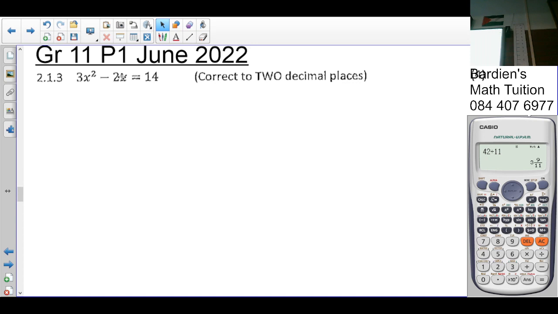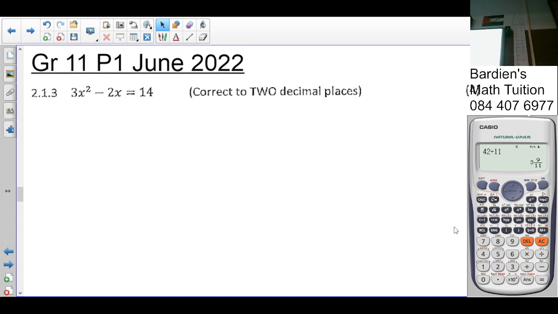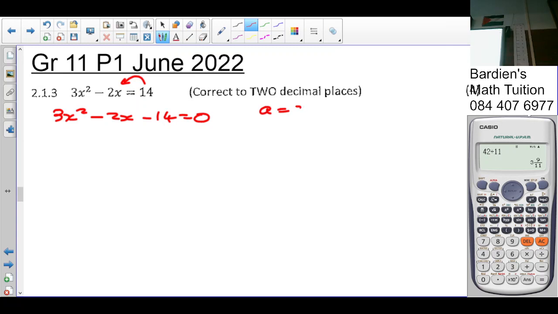Next one. 2.1.3, correct to 2 decimal places. Automatically what must come to mind? Quadratic formula. So I must first get it in the form of ax squared plus bx plus c. So 3x squared minus 2x minus 14 is equal to 0. Your a value of course is 3, your b value is negative 2, and your c value is negative 14. Then it goes into the formula.